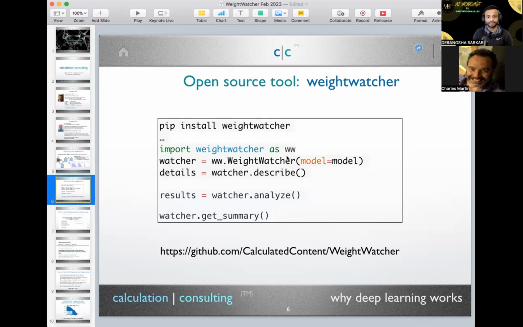You import WeightWatcher. You give it your model. This might be like Albert or BERT or GPT-3. You say describe. It will give you a data frame, which is basically a description of every single layer. You say analyze, and it will run all sorts of analysis to give you quality metrics on your model. And you can find the code on GitHub, on Calculated Content, which is where I work. It's my company, my blog, and WeightWatcher.